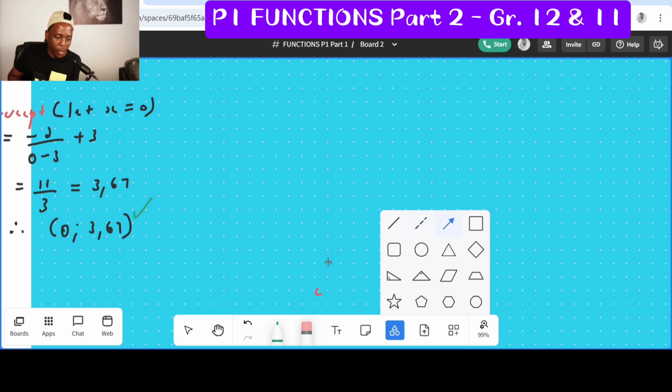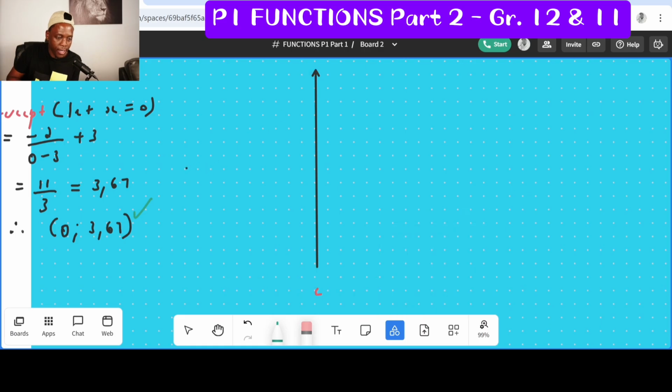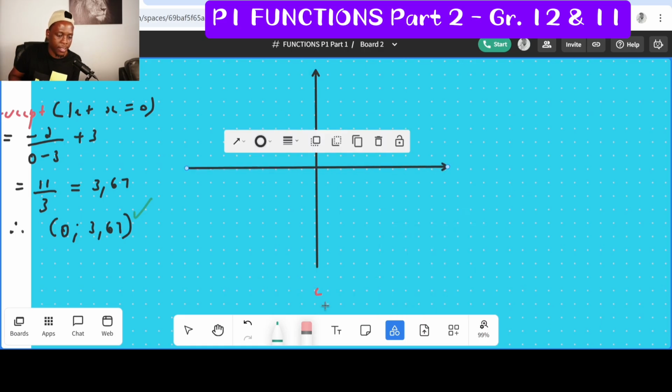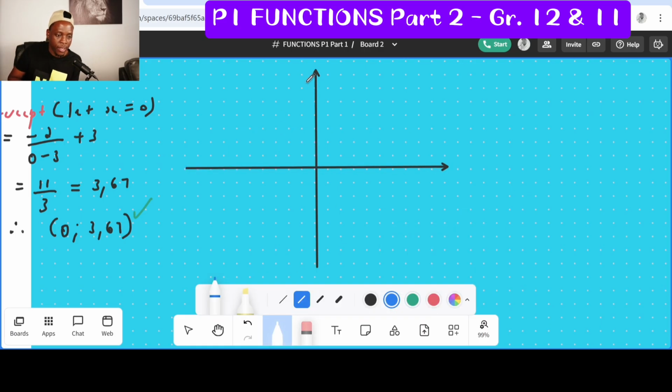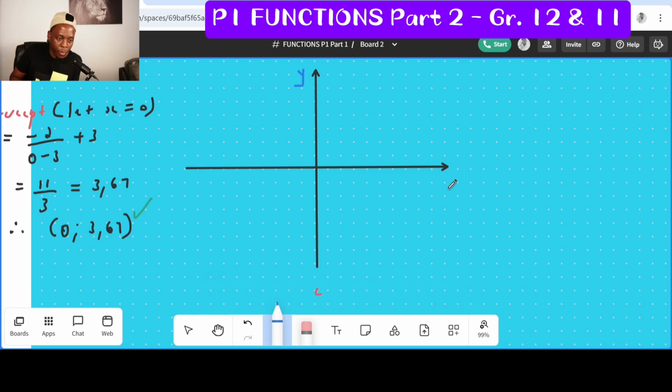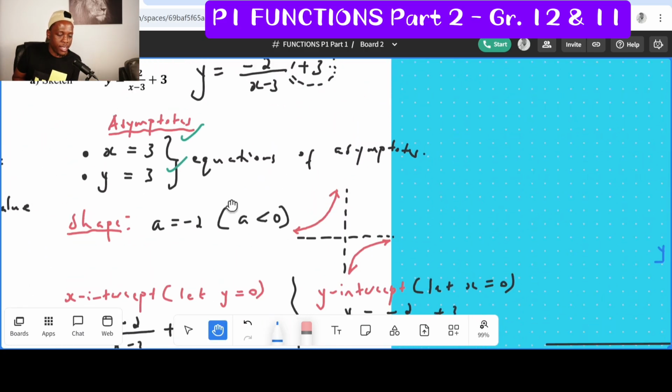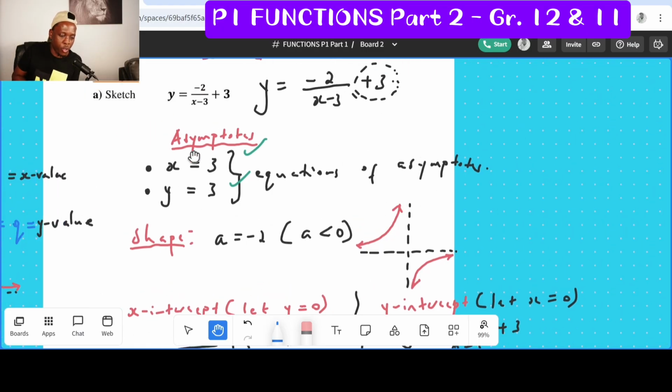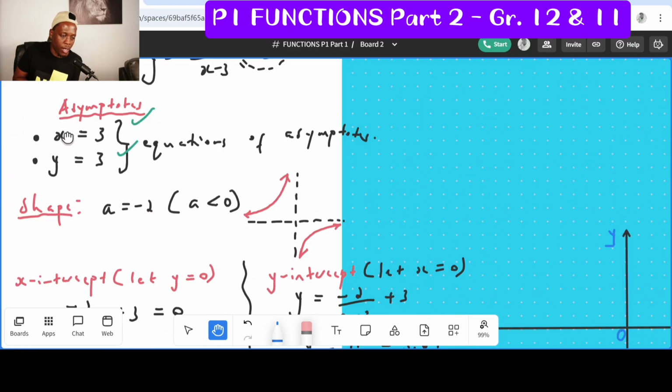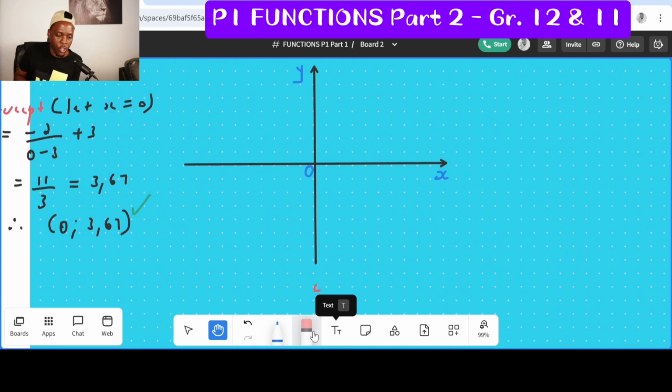Now to sketch this, we're gonna need our y-axis and the x-axis. So let's label them. It's very important we don't forget to label this. So that's y-axis, and x-axis here is gonna be 0. And remember, guys, when we sketch a hyperbola, it's always advisable to start with the asymptotes. Asymptote at x is 3, and another asymptote at y is 3. So let's do that.